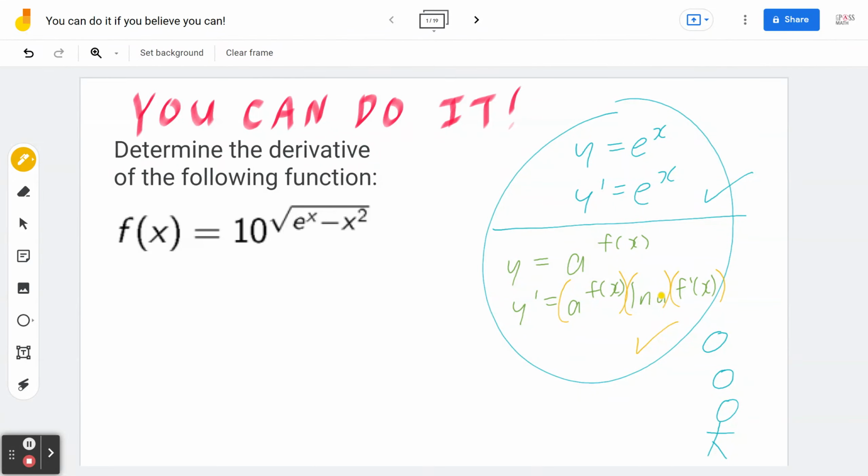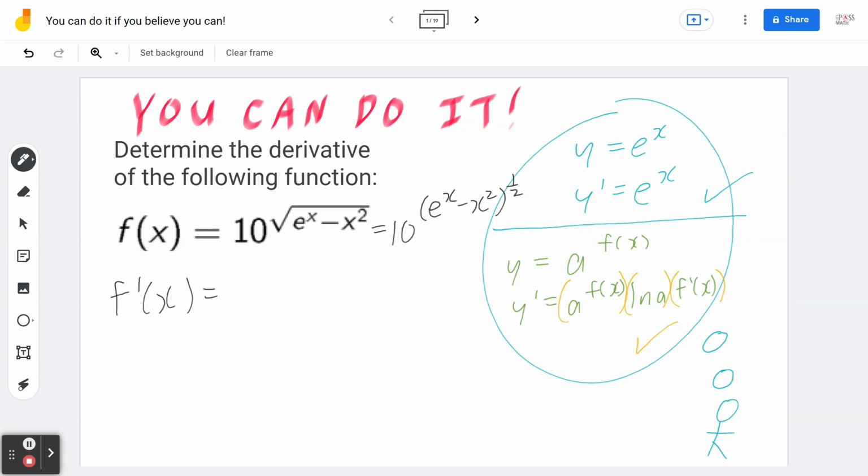Now that you have a refresher of these two concepts, we're ready to find the derivative. Because f of x is 10 to the power of the square root of e to the x minus x squared, if you like, you can express the square root in exponent form, which means you write it in terms of the exponent half instead of the square root.